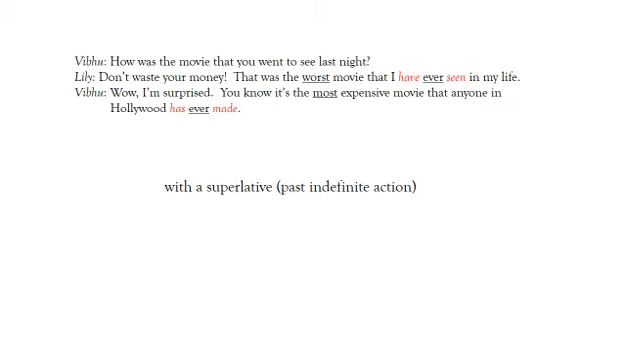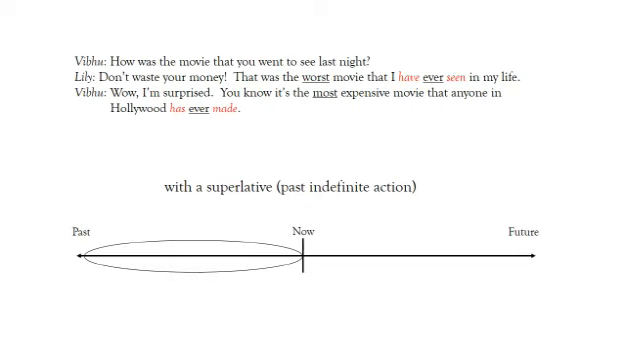And in these examples, the focus is the past, as shown on this diagram, but it is indefinite past. It could be any point in the past time. You know, it's the most expensive movie that anyone in Hollywood has ever made. So maybe that movie was made at the point marked by the first cross, or the second cross, or the third cross.